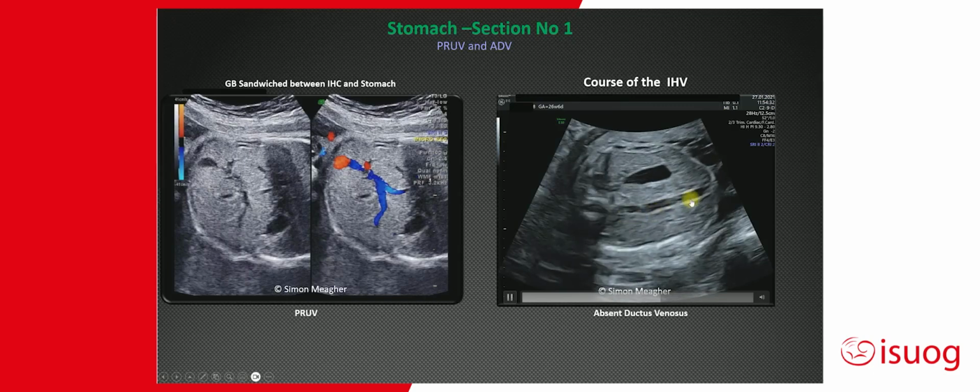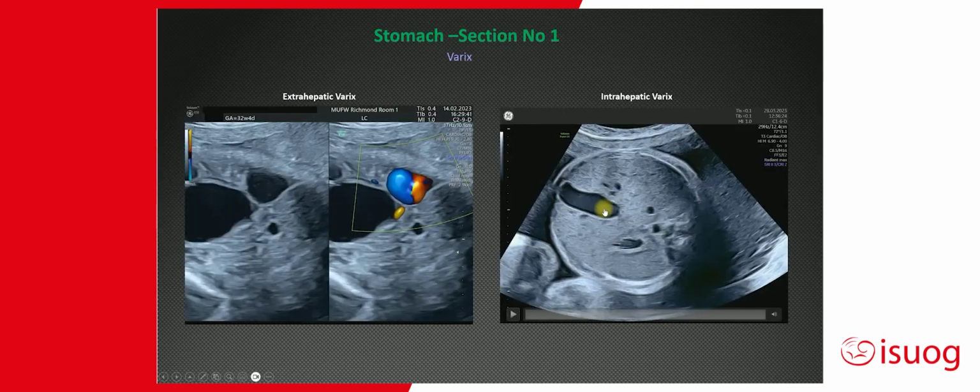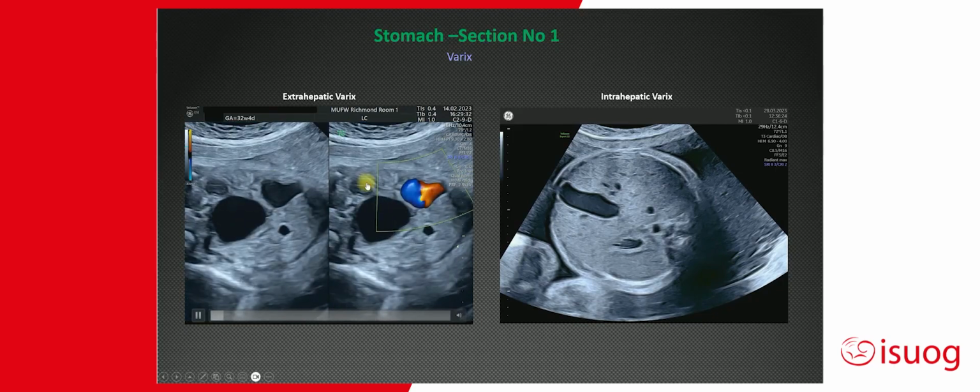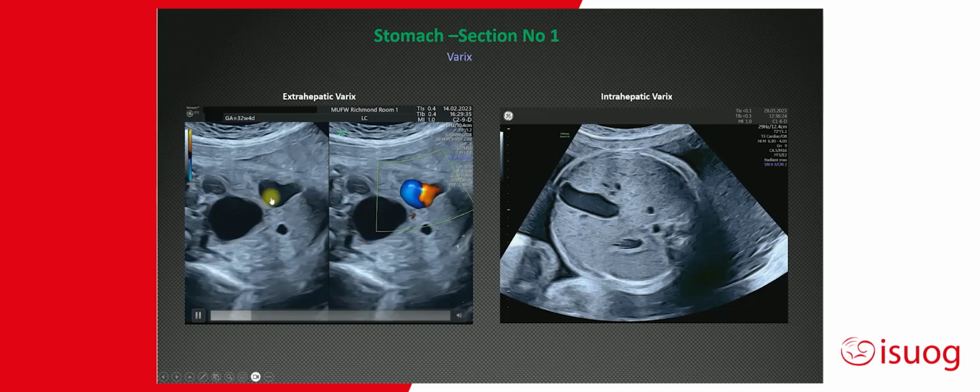You may simply appreciate it by looking at the stomach. Golden rule, continuing section number 1. It's in this view that you will pick up umbilical vein varices.